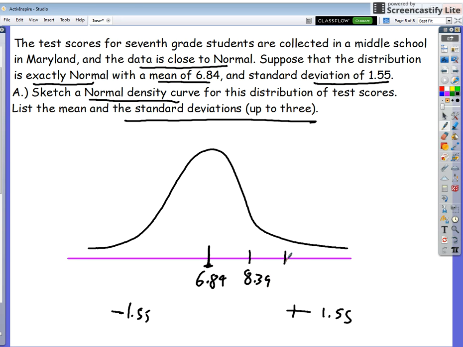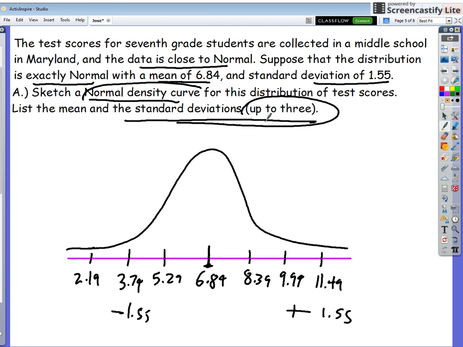So adding, the first standard deviation would be 8.39. The second standard deviation would be 9.94, and our third standard deviation would be 11.49. Same thing subtracting: the first standard deviation would be 5.29, the second would be 3.74, and the third standard deviation subtracting would be 2.19. As you can see, we've sketched the normal density curve up to 3 standard deviations.